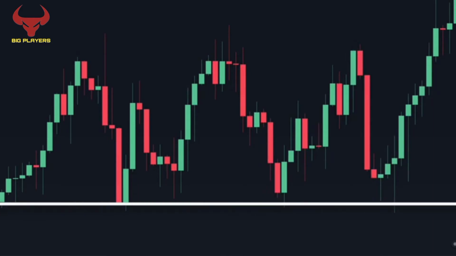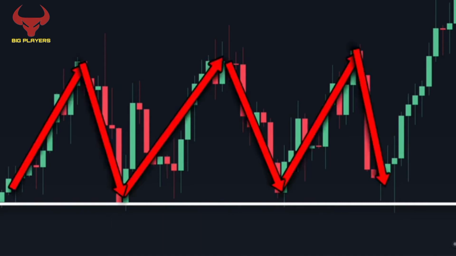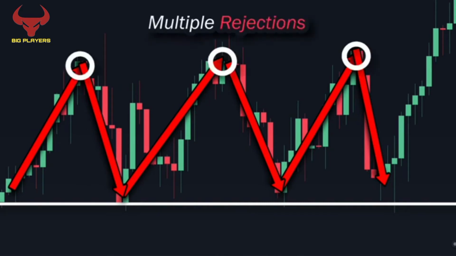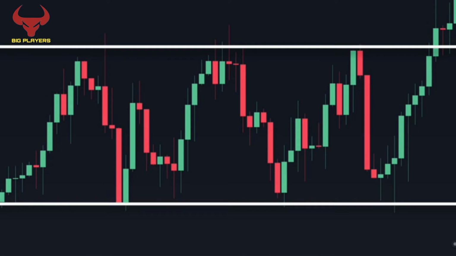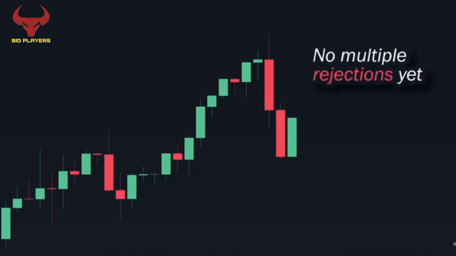And you can also see this happening on the top. Every time prices went up to this level, it reverses downwards. You can see this happening multiple times on 3 different occasions. So we can draw a resistance line here. Now, you may be wondering, what if the chart looks like this, where there is still no multiple rejections yet?